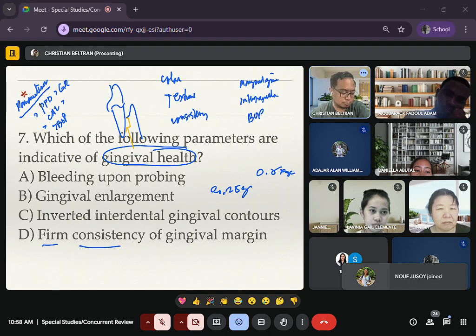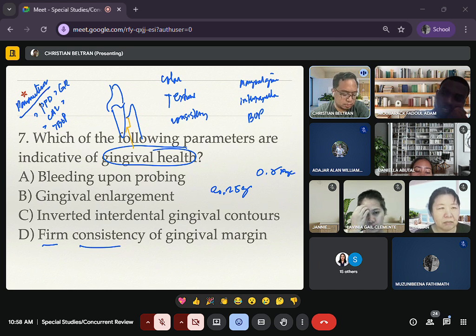What else? Deposits. What else? You need to take an X-ray to check the bone loss. Radiograph. Okay. What else?